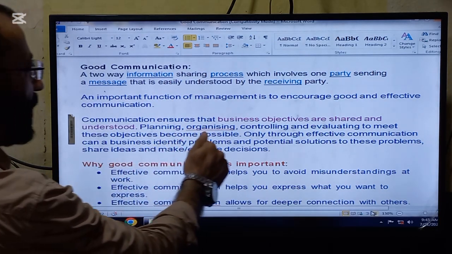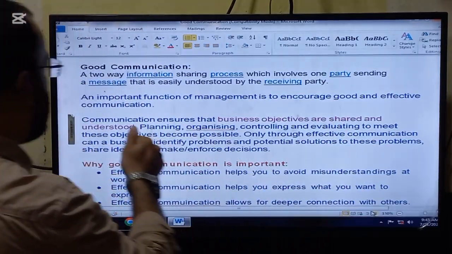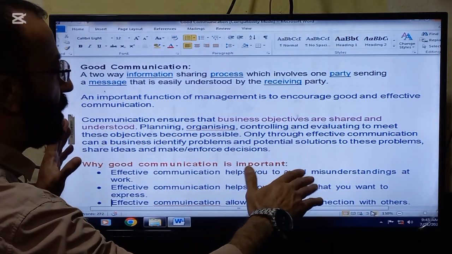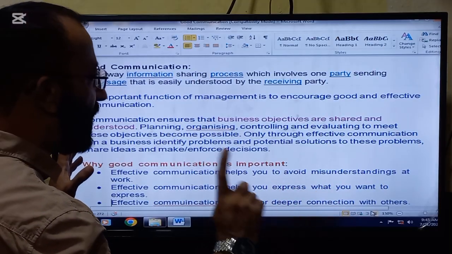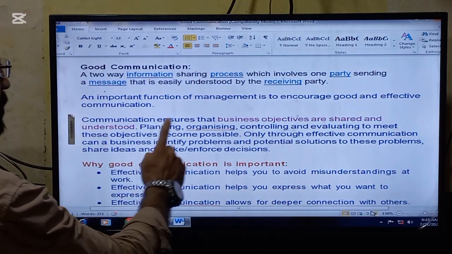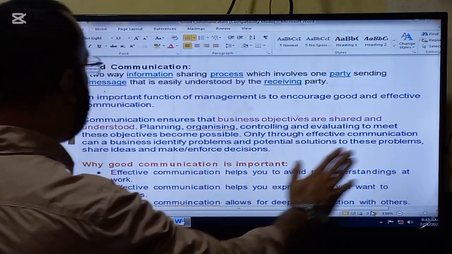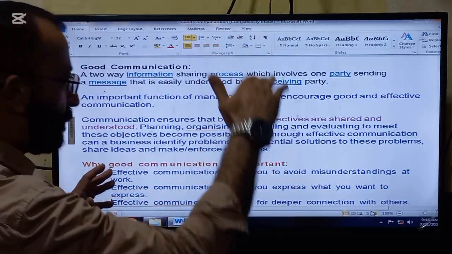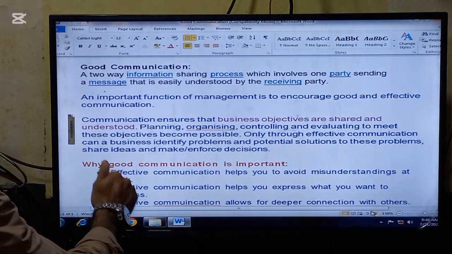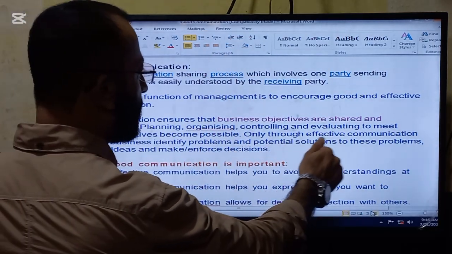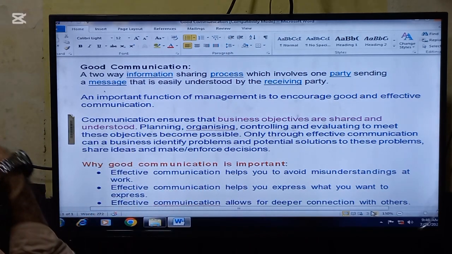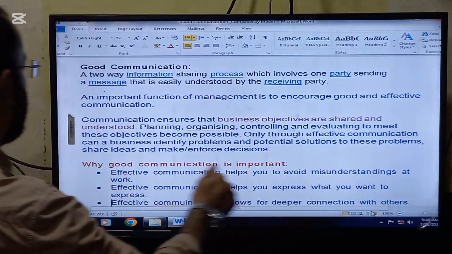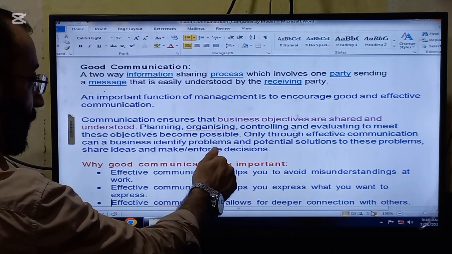An important function of the management is to encourage good and effective communication, because the things which are passed from the management to the subordinates must be understood. Either it is from subordinates to the management or from management to the subordinates. Communication ensures that business objectives are shared and understood. Planning, organizing, controlling, and evaluating to meet these objectives become possible.